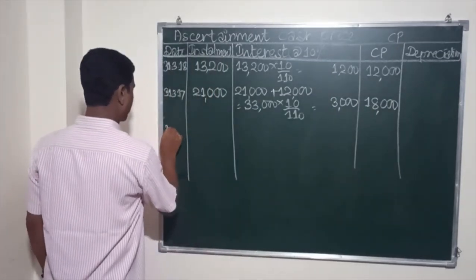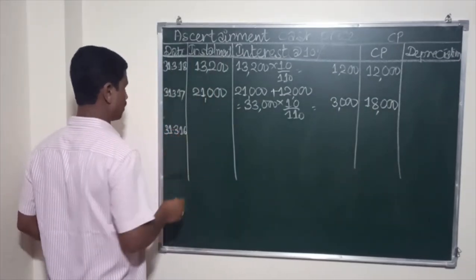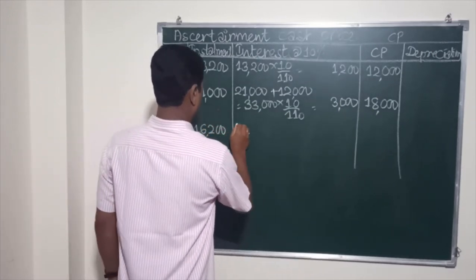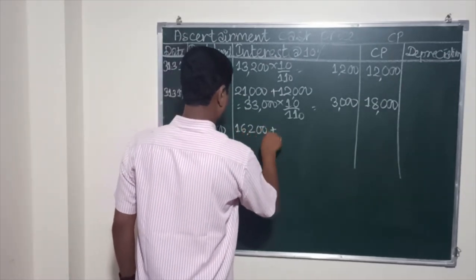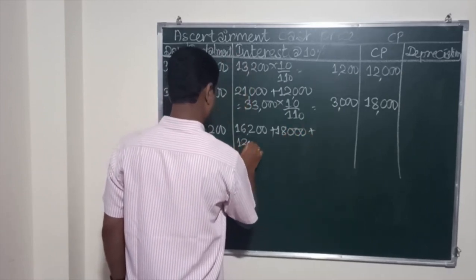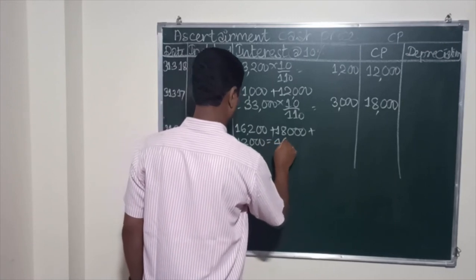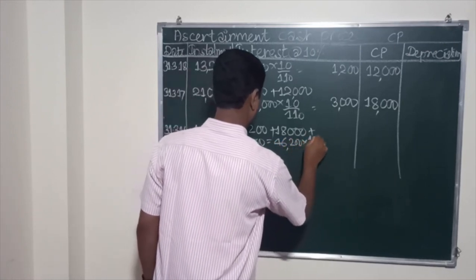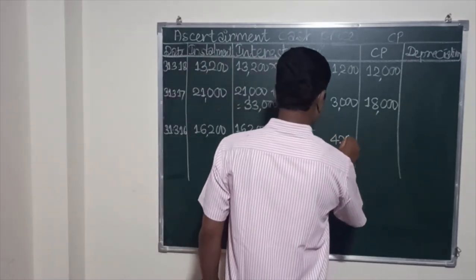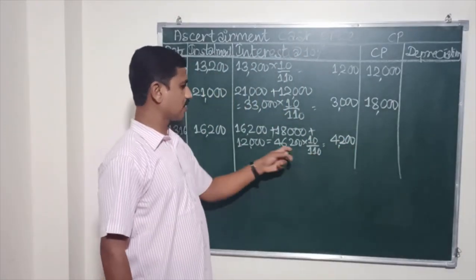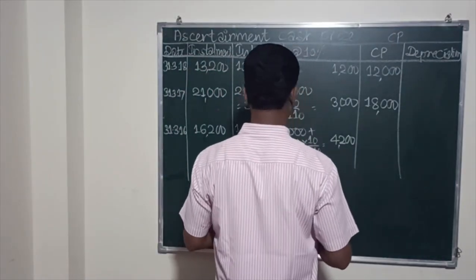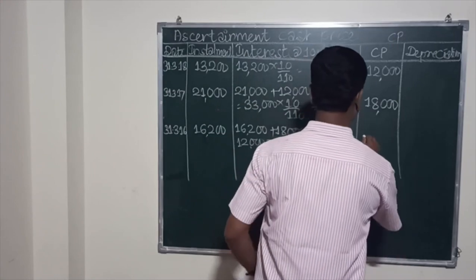Then on the first installment, 31/3/16, the installment amount is given as 16,200. So 16,200 plus this 18,000 plus 12,000 comes to rupees 46,200 into 10 divided by 110. So that comes to 4,200. You can check it here, because the zeros get cancelled: 11 4s are 44, remaining 2 here, 22, 11 2s are here. So 16,200 minus the 4,200 comes to 12,000 here.